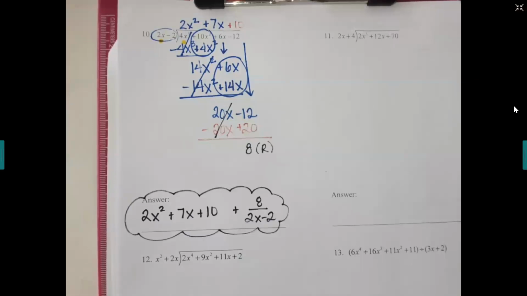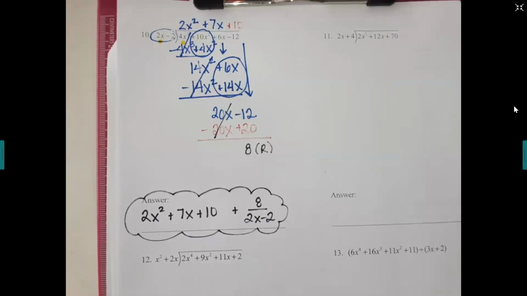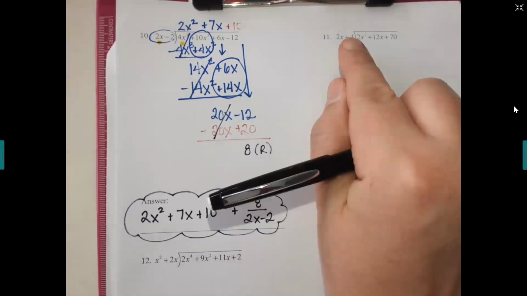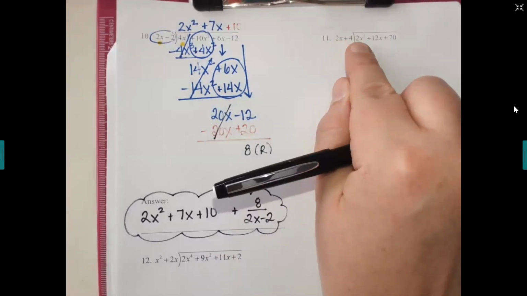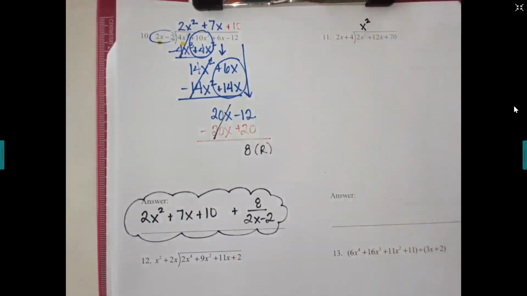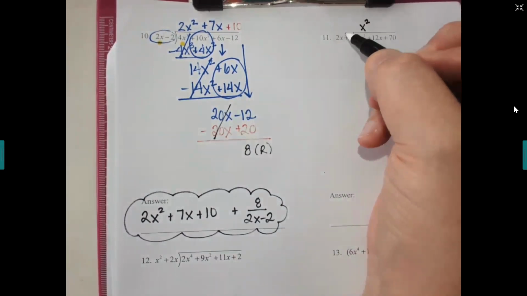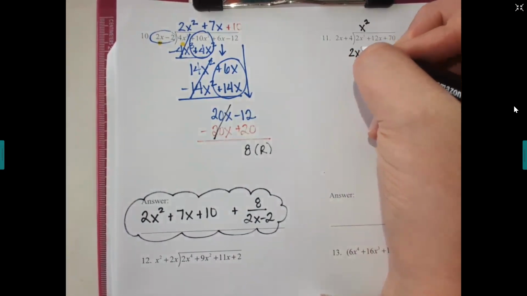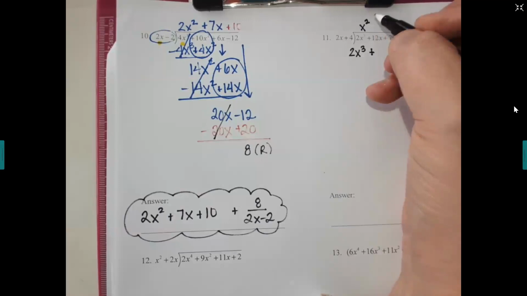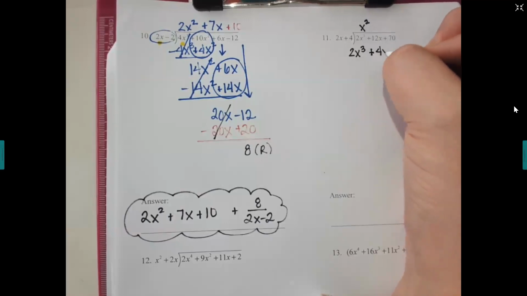This is the one I'm going to have you try by yourself, but don't try it yet. Here's what's going to happen if you try number 11 right now. Don't write this down, just watch. I would do 2x times what to get a 2x cubed? Just an x squared, very good. So don't write this down because it's wrong and you're going to have to go back and erase it. X squared times 2x is a 2x cubed. And then x squared times 4 is a 4x squared.